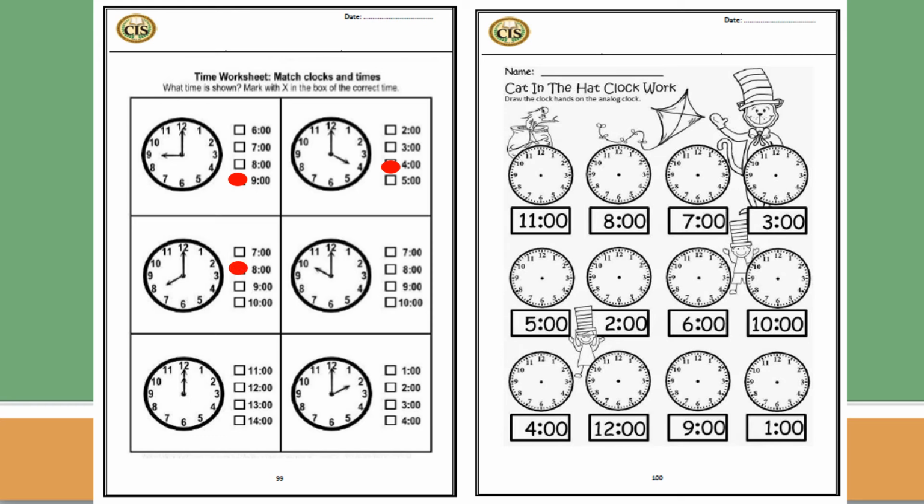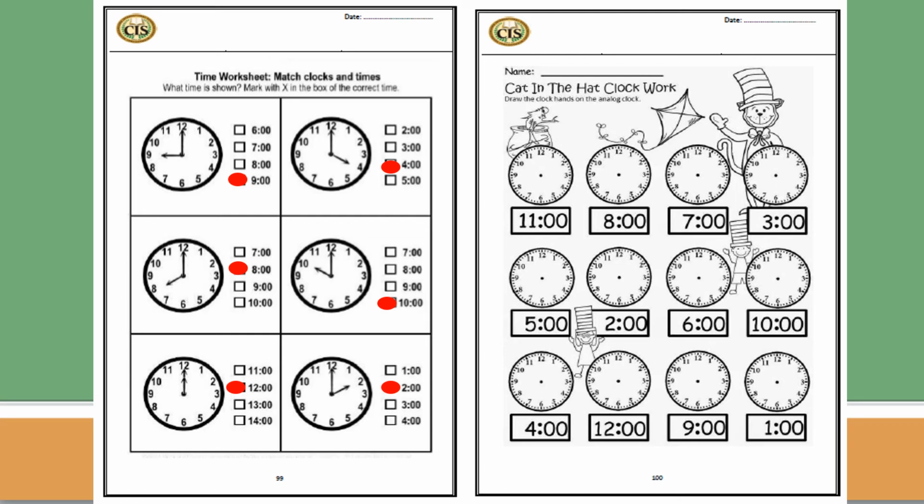Here the short hand points to 10 and the long hand points to 12. It means 10:00. Here the short hand and the long hand point to 12. So it will be what? 12:00. 12 for hours, 0, 0 for minutes. The last clock here, the short hand points to 2 and the long hand points to 12. So it means 2:00.